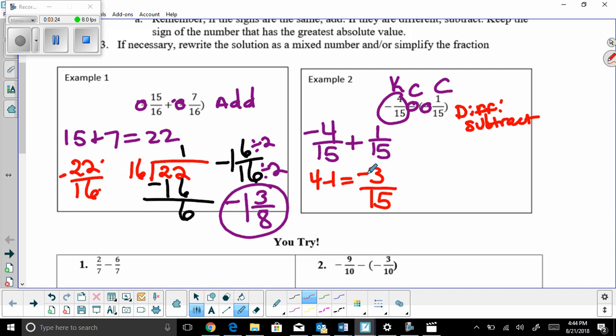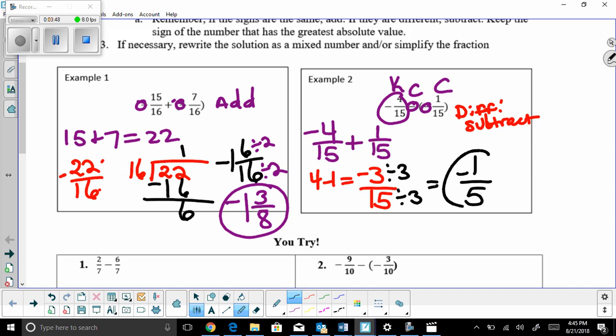Now, step 3 says, if necessary, rewrite the solution as a mixed number. This does not need to be written as a mixed number because the numerator is smaller than the denominator. But I do need to simplify my fraction. Both the numerator and the denominator are divisible by 3. So when I simplify, I get negative 1/5.